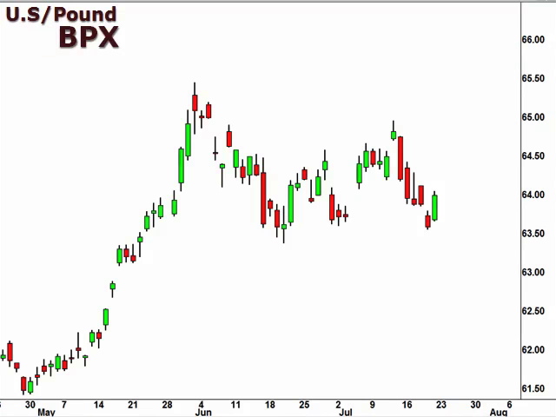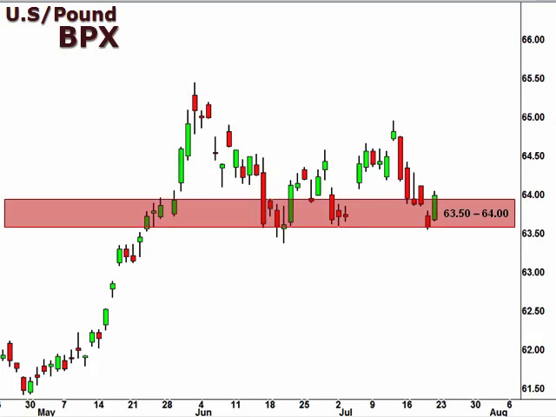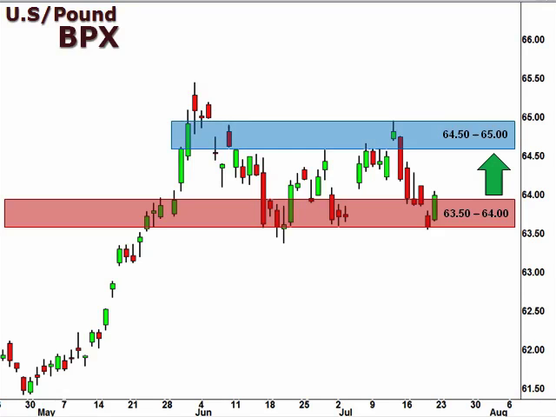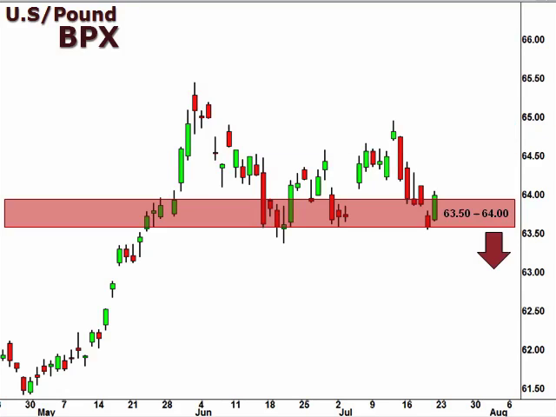Let's take a look at the BPX, the US dollar versus the British pound. Well, the BPX is retesting a strong support at 63.5, 64. Last Friday's reversal candle indicates the potential for a retest of the 64.5, 65 focal zone. However, reversal and subsequent break below 63.5 opens the window for a continuation lower.